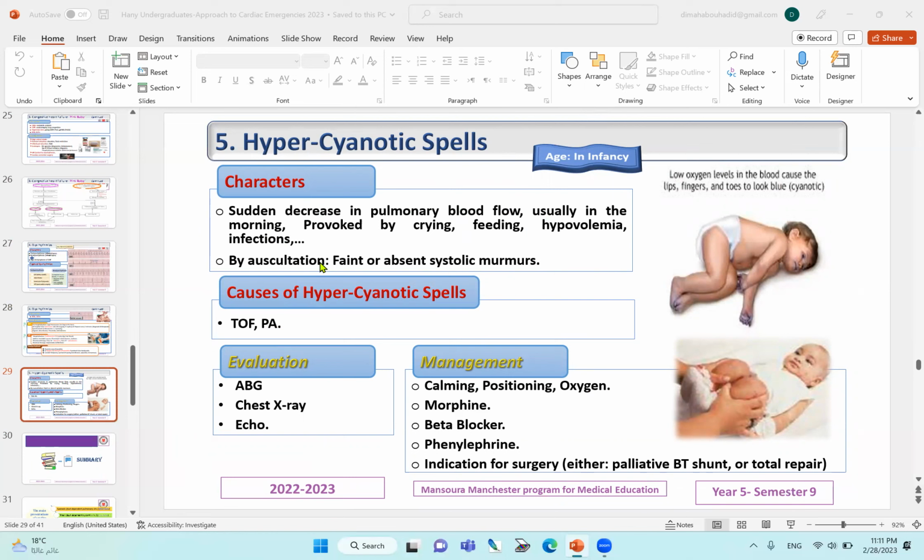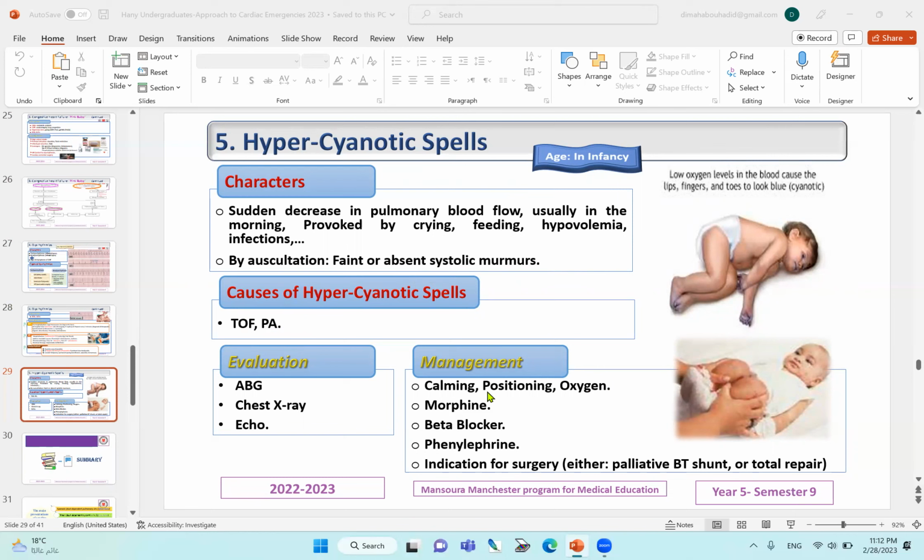By auscultation, if we already hear a murmur, the systolic murmur becomes faint or disappears. This happens in the case of tetralogy of Fallot or pulmonary atresia, and this is a bad sign if you don't hear the murmur after it was heard, because this means that there is no blood coming through the pulmonary. Evaluation is by arterial blood gas, chest X-ray, and echo.